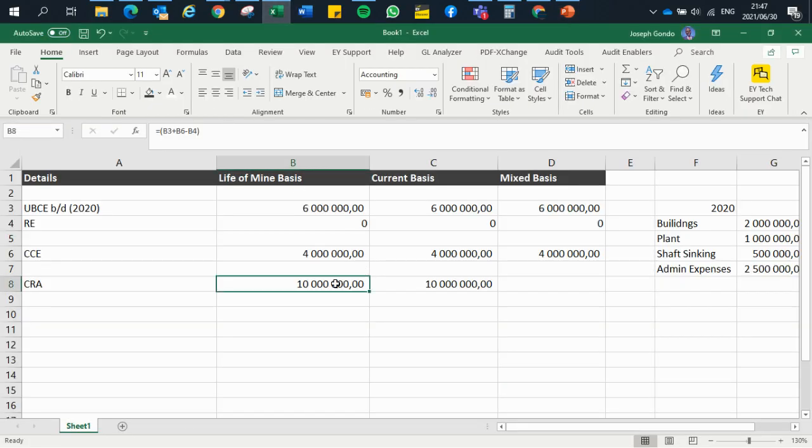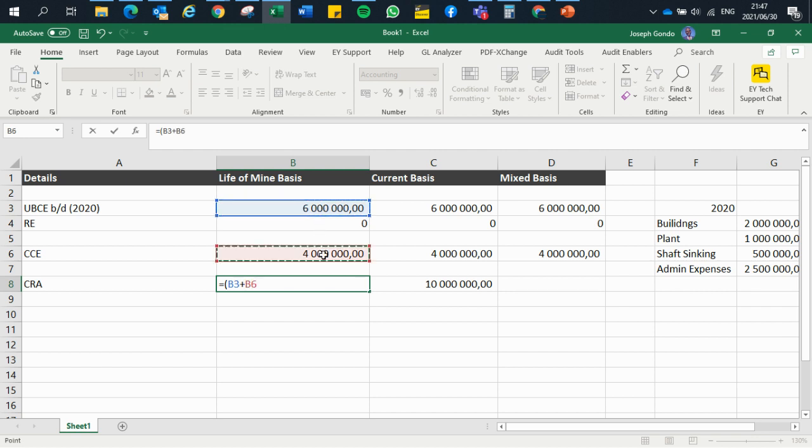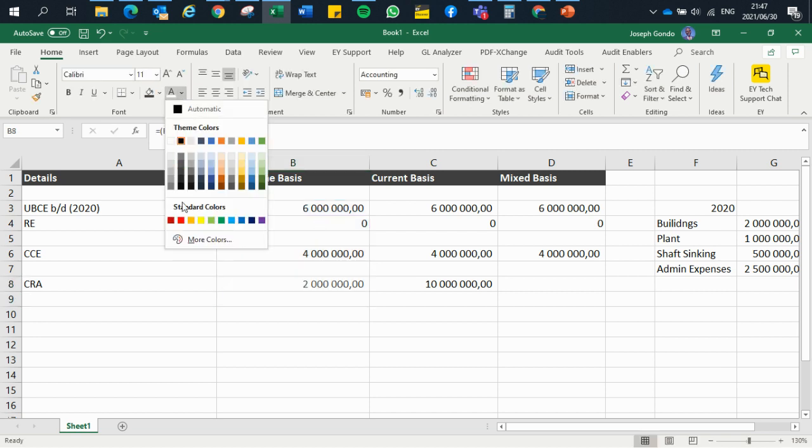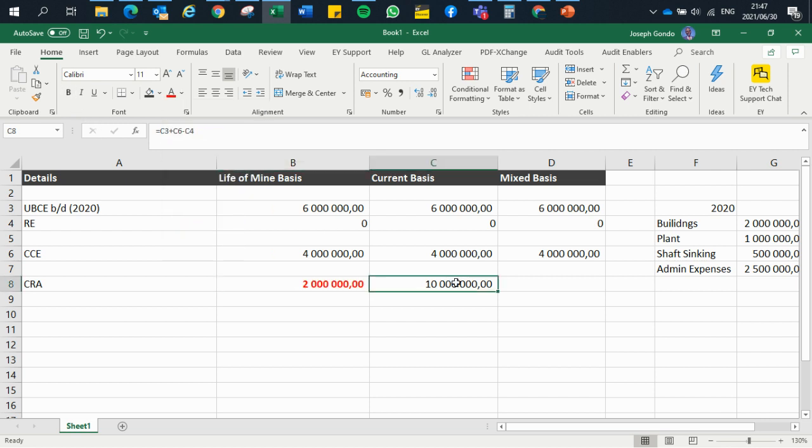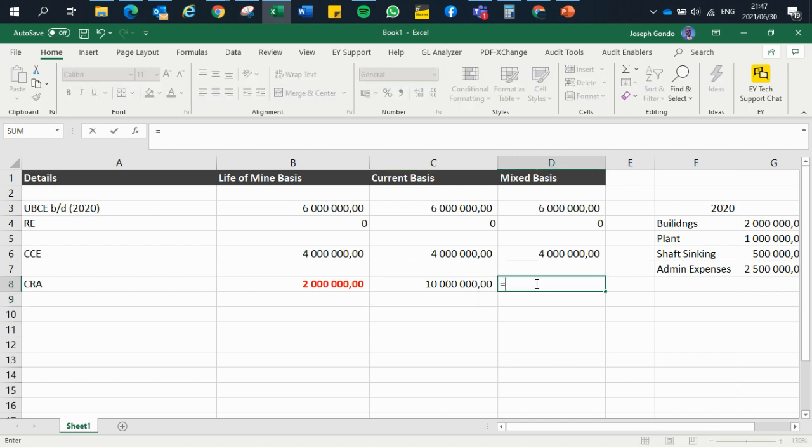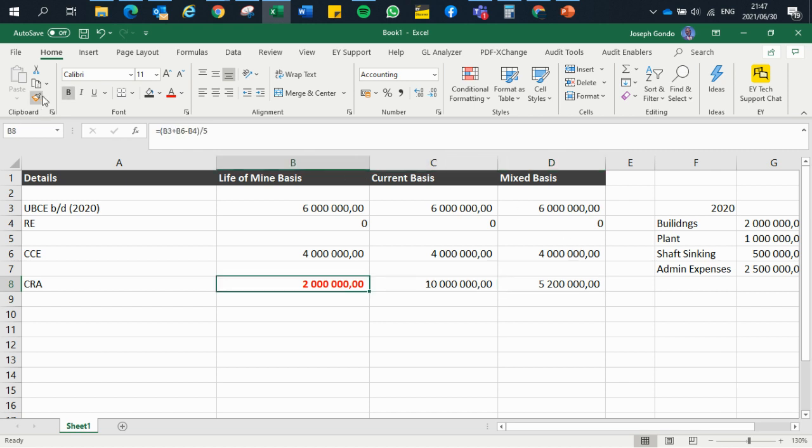So let me redo the calculations. We said it will be the UBCE plus the CCE minus the recoupment. Then everything is divided by 5. So this becomes our CRA for 2021. Then this one is okay. We say it's just the UBCE plus CCE minus this one. Then the mixed basis, we said it will be the UBCE minus the recoupment. Then you divide by the life of mine. Then whatever we get here, we add the current year capital expenditure, which becomes this one. So this becomes our CRA. After getting CRA, it is simple.